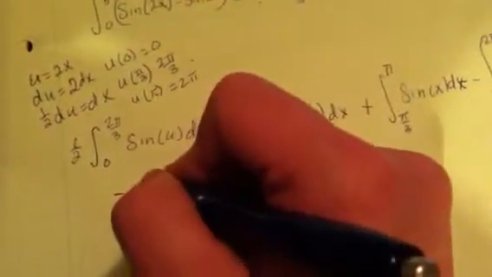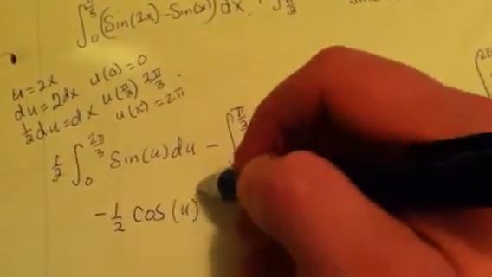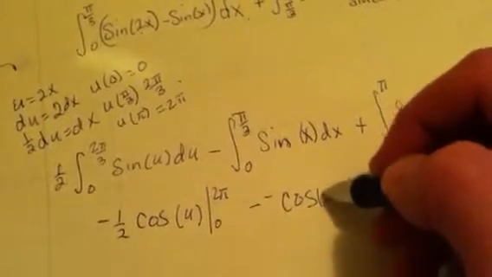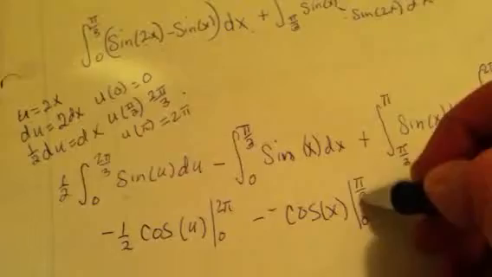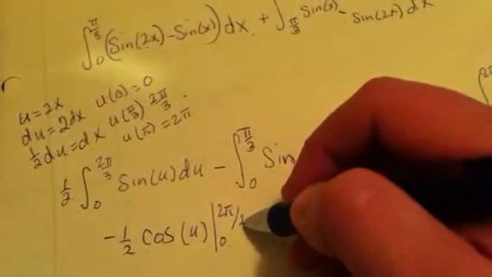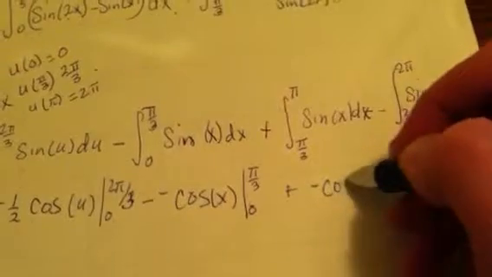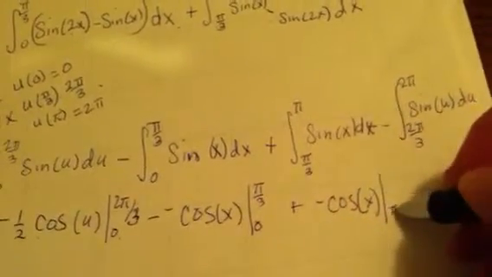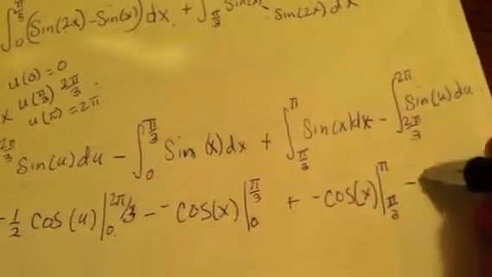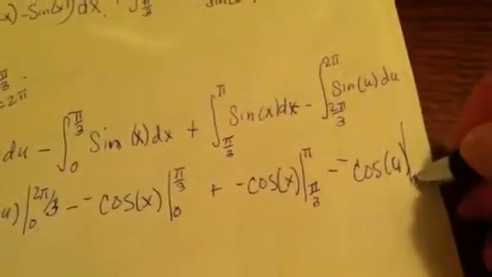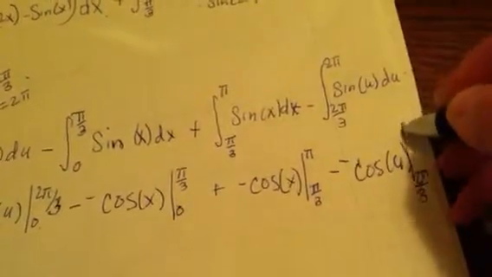Okay? So now this one here, the antiderivative of sine, is the negative cosine. We have the 1/2 from outside, so we have negative cosine of u evaluated from 0 to 2 pi minus the negative cosine of x evaluated from 0 to pi over 3. Excuse me, this wasn't 0 to 2 pi, it was 0 to 2 pi over 3. Okay. Plus the negative cosine of x evaluated from pi over 3 to pi minus the negative cosine of u evaluated from 2 pi over 3 to 2 pi.